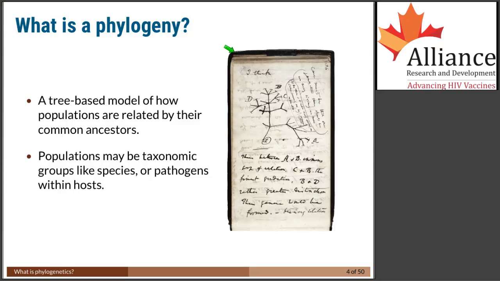Okay, so first of all, what is phylogenetics? A phylogeny is a tree-based model of how different populations are related through their common ancestors. This is a little drawing that Charles Darwin famously put together a long time ago, and it's considered one of the earliest examples of a phylogeny. It is a tree with a root and branches that radiate out, relating different species. In the case of viruses, we consider different infections or different virus populations within individuals to be analogous to different species. So for phylogenies, the populations may be taxonomic groups like species, or for pathogens, the populations within different hosts.